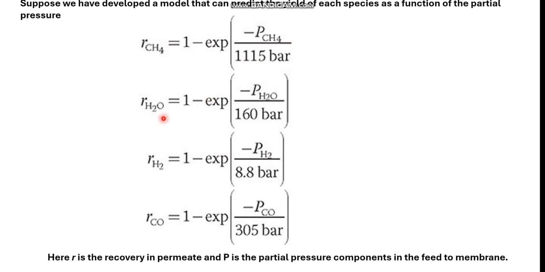Similarly, for H2 recovery in the permeate, this is the equation. And similarly we have an equation for the carbon monoxide recovery. So here this R is actually recovery and P is the partial pressure. So now I am going to script these equations inside the Aspen custom model, the calculator block, and then we will see that these equations will be solved, and we shall get our desired results.